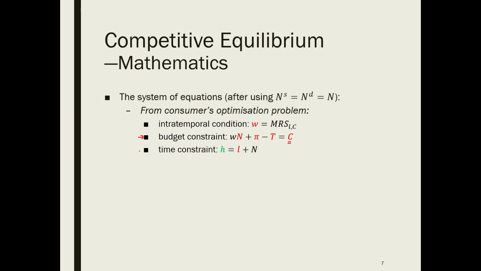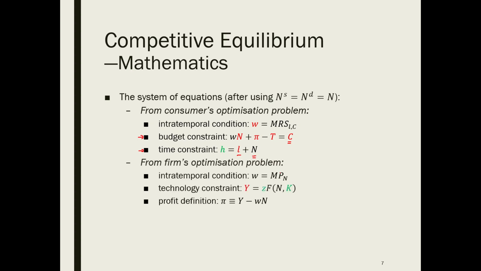Now, if you want to solve for consumption as well, then you have to bring the budget constraint back because it determines consumption. Similarly, we reintroduce the time constraint to solve for labor N. From the representative firm's optimization problem, we also have an intratemporal condition. We also reintroduce output and profit back into the system by the production function and the profit definition. From the government's problem, we have a budget constraint for the public sector, namely tax revenue equals government expenditure.